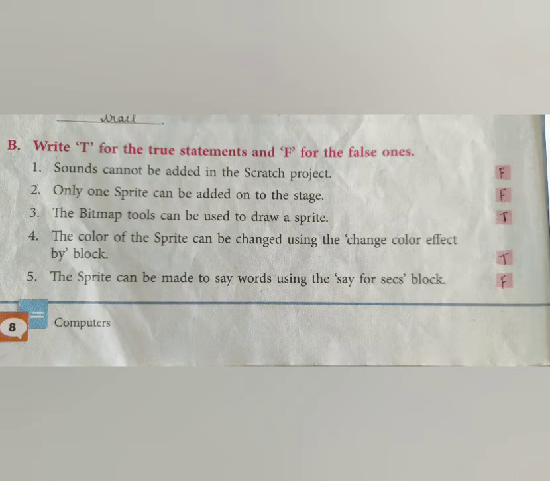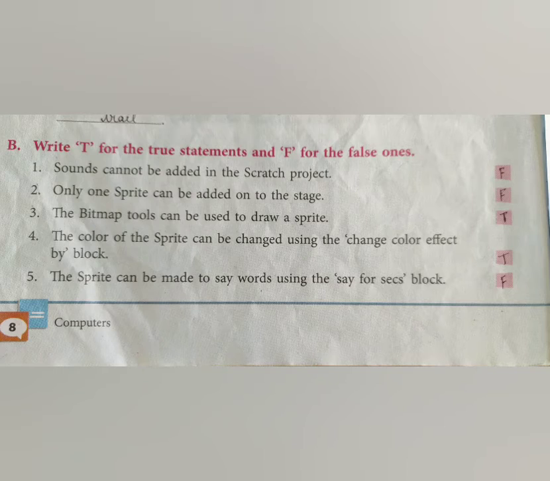T for the true statement and F for the false statement. Question number 1 is sounds cannot be added to the Scratch project. The statement is false because we can add sound in our Scratch project. So the first statement is false. Question number 2 is only one sprite can be added to the stage. So the statement is false because we can add more than one sprite in our stage.